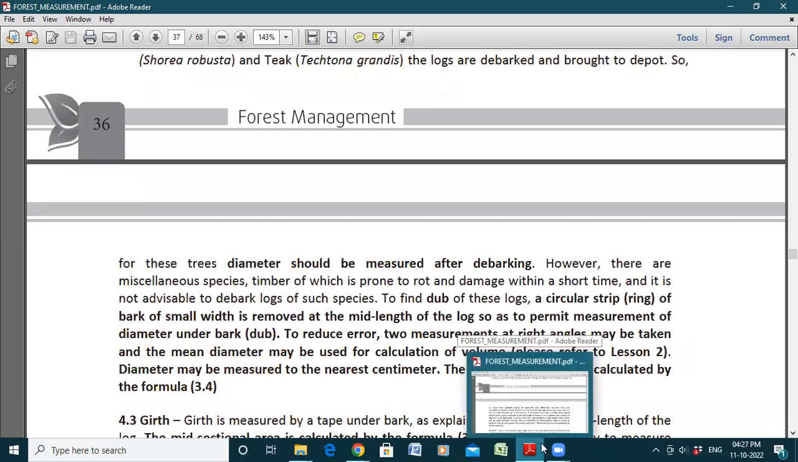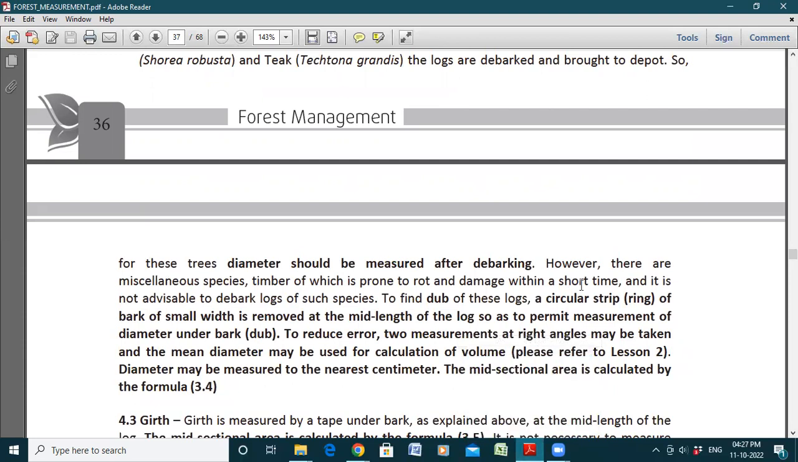And to find out these logs, a circular strip of bark of small width is removed at the mid length of the log so as to permit measurement of the diameter under bark. To reduce error, two measurements at right angles may be taken, and the mean diameter may be used for calculation of the volume. Okay.